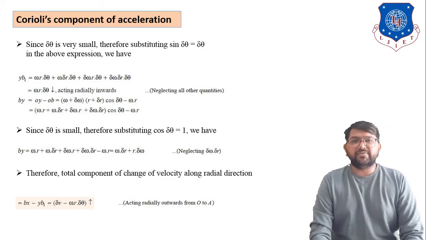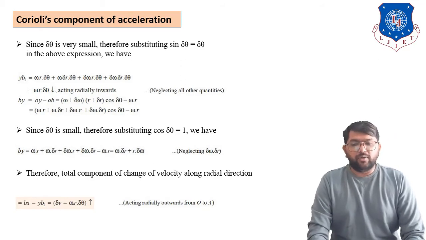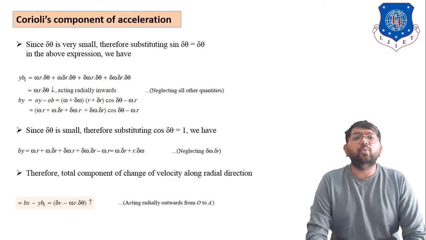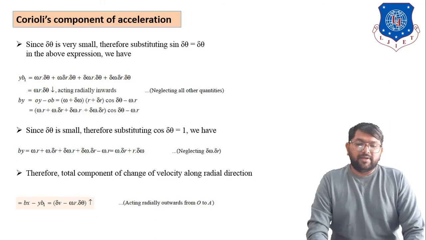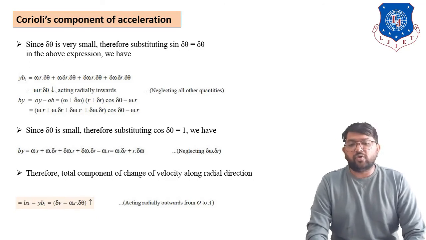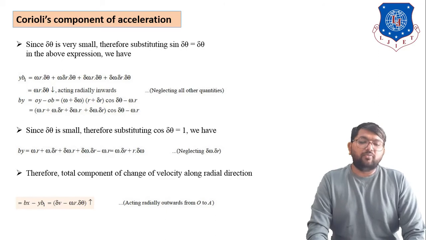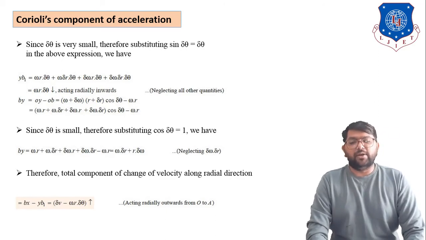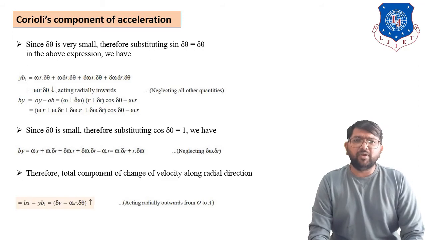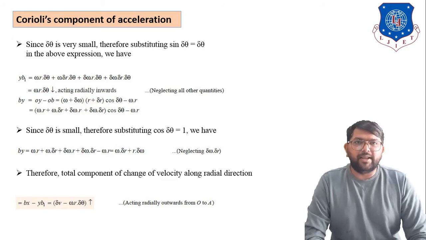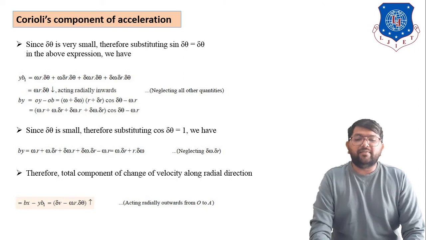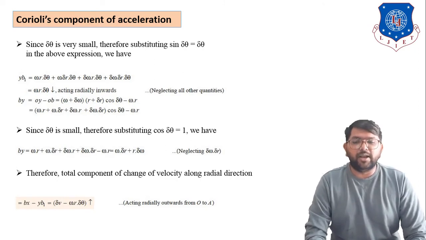Now we can modify this expression as below: omega r plus omega into delta r plus delta omega into r plus delta omega into delta r into cos theta minus omega into r. Since delta theta is very small, as you all know, therefore substitute cos delta theta equal to 1. We have by is equal to omega into r plus omega into delta r plus delta omega into r plus delta omega into delta r minus omega into r. Now remove the opposite and same direction quantities, and you will get the final answer: omega into delta r plus r into delta omega.